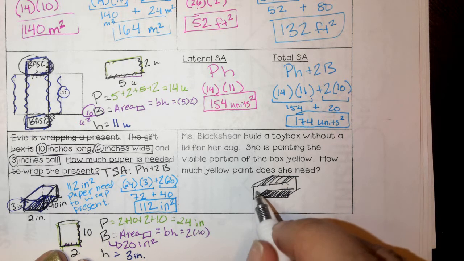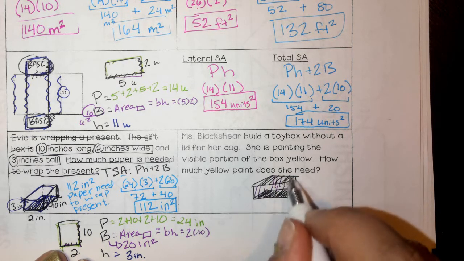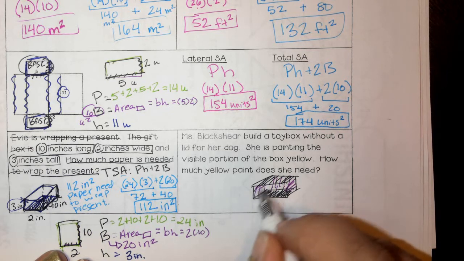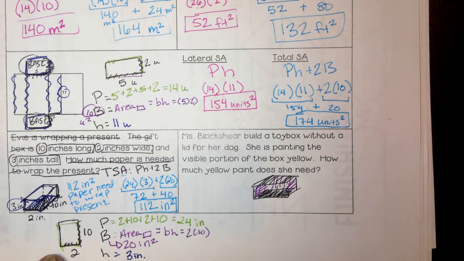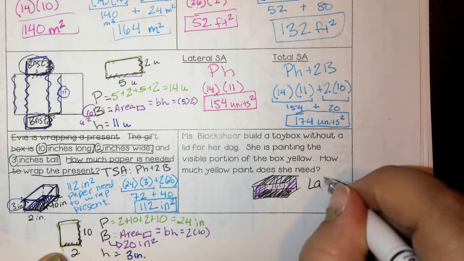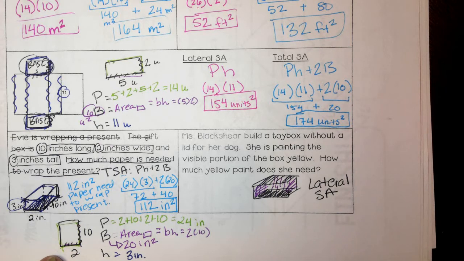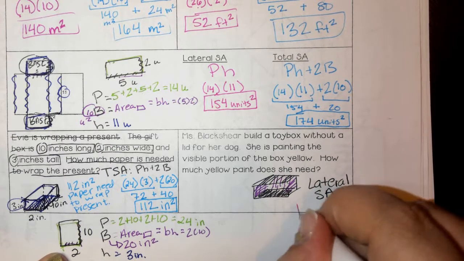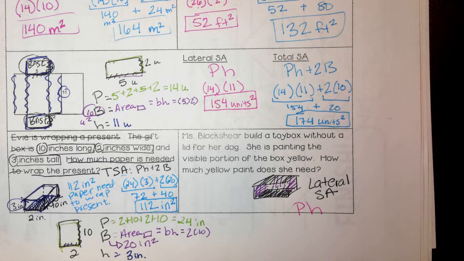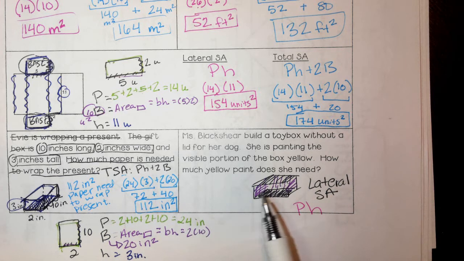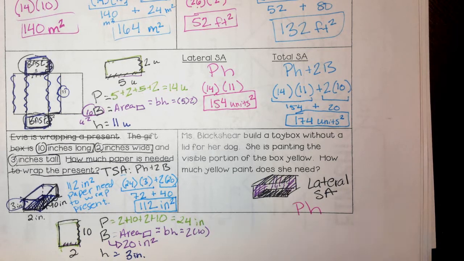So we're only painting the front and the back sides and the left and the right sides, which would mean we'd have to find the lateral surface area. And just to go one step further, that formula would be capital PH. So if there were numbers here, we would take the perimeter of the base and multiply it by the height of the prism. That would get us the lateral surface area, or how much paint I needed to paint just around the sides of this toy box, not the bottom or the top.